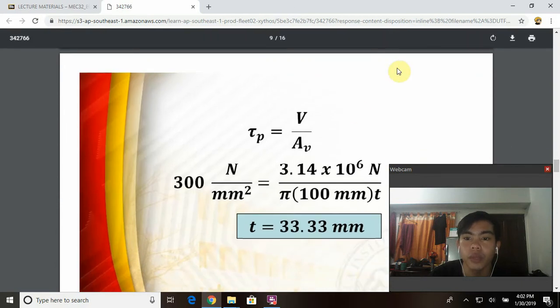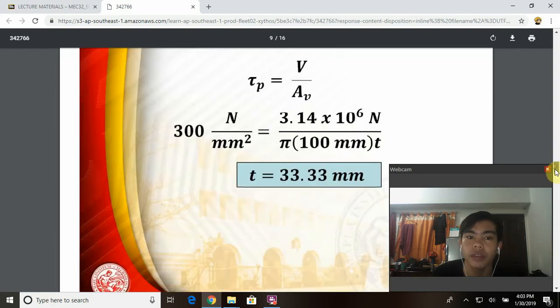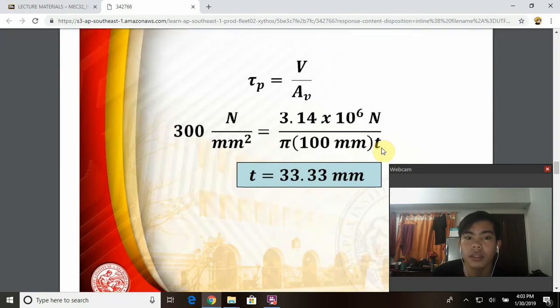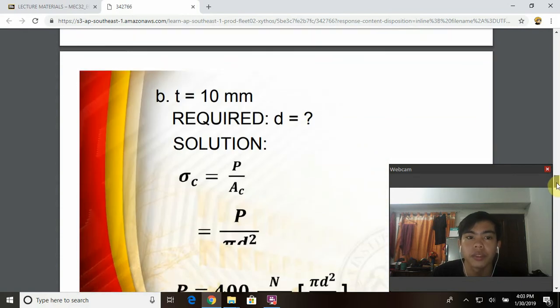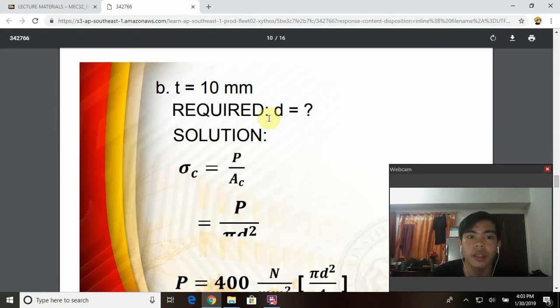Now, let's go back to the formula of the shear stress, which is equal to shear force over area. The given 300 Newton per millimeter squared is equal to 3.14 times 10 to the 6 over pi dt. Here, you can get the thickness if you substitute properly, which is equal to 33.33 millimeters. For letter B, the thickness is given and the required is the diameter.